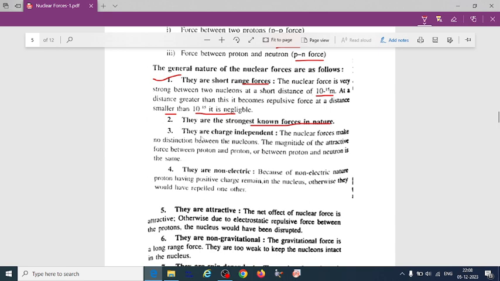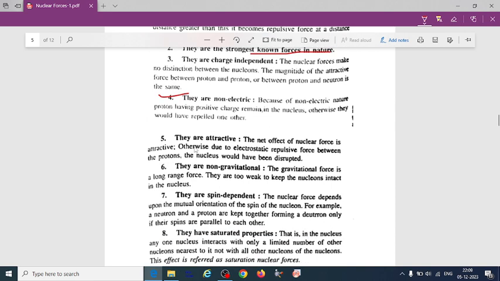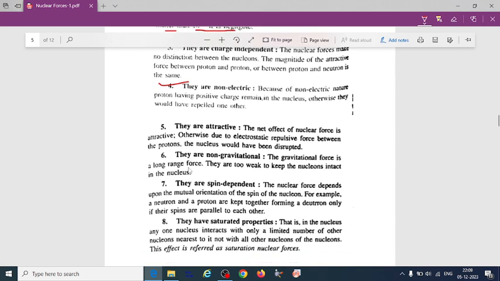and they are charge independent, because nuclear forces make no distinction between nucleons. They are non-electric, because positively charged protons and neutral neutrons are bound alike. The net effect of nuclear force is attractive. If it were not attractive, then nucleons would not stay inside the nucleus.